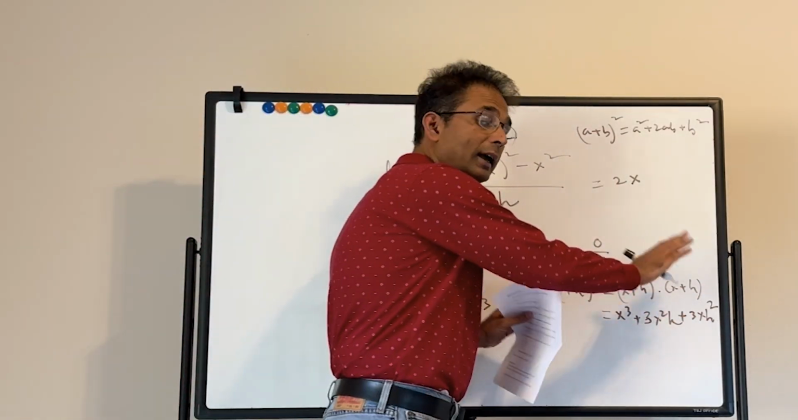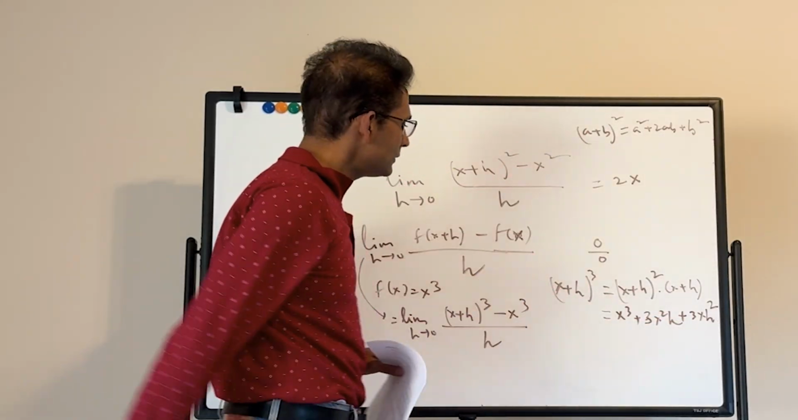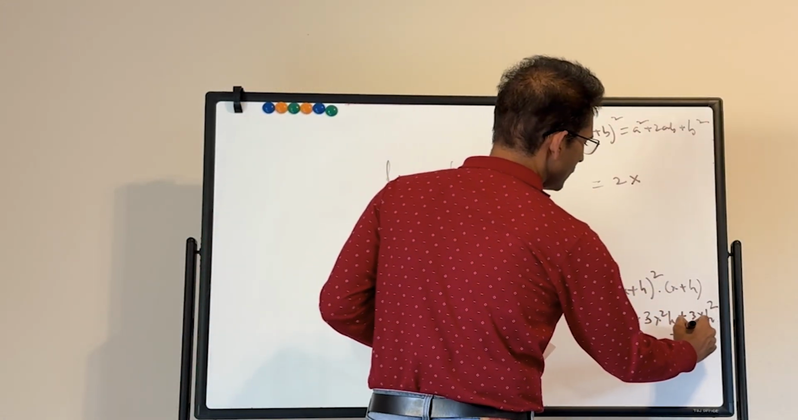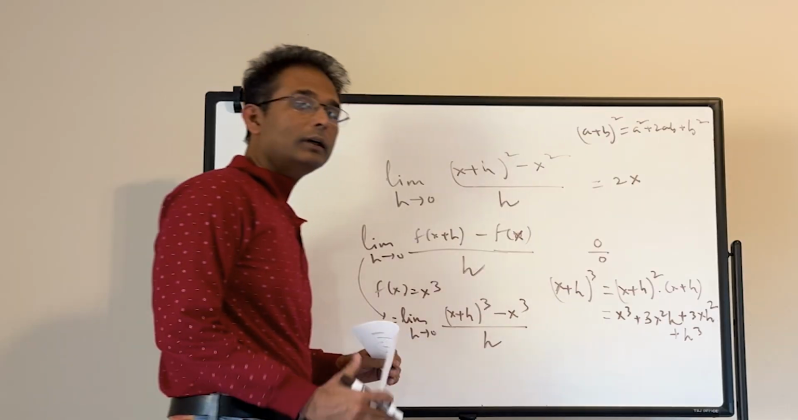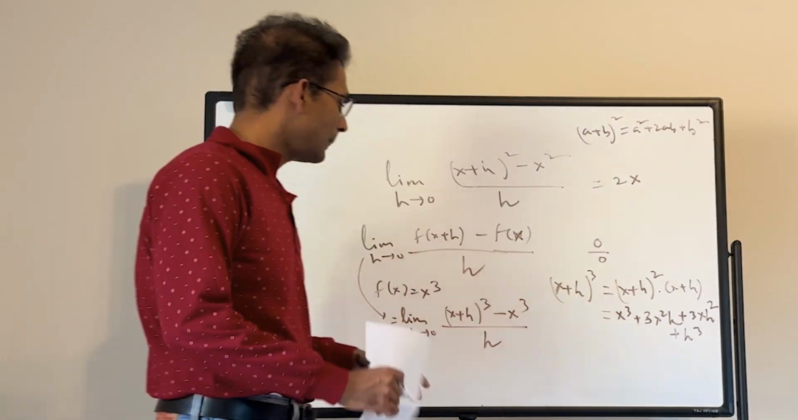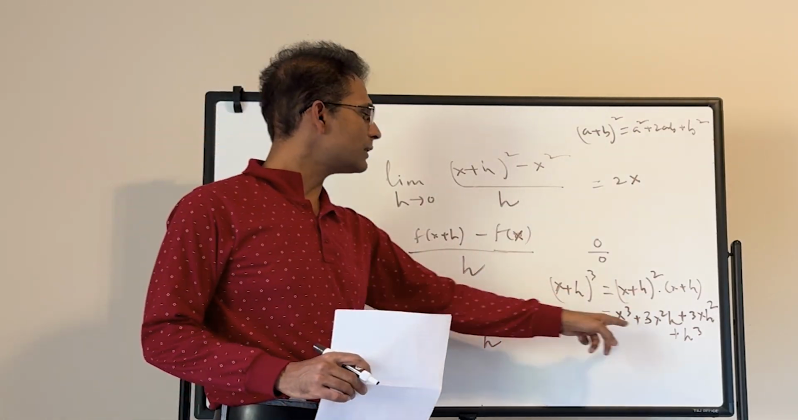So the power of x decreases, the power of h increases, okay? And then the final last term is h cubed. It's just the cube of this term. So that's your (x plus h) cubed.